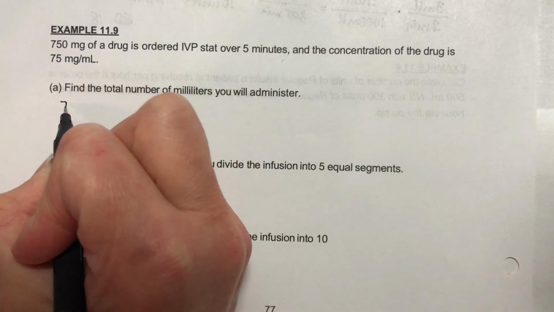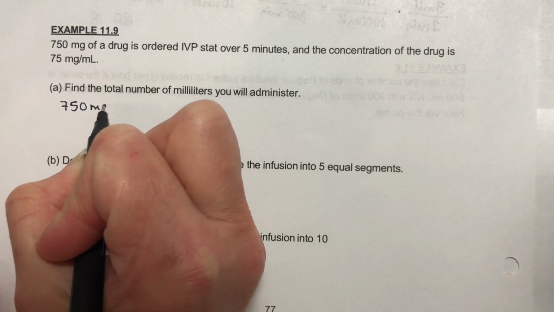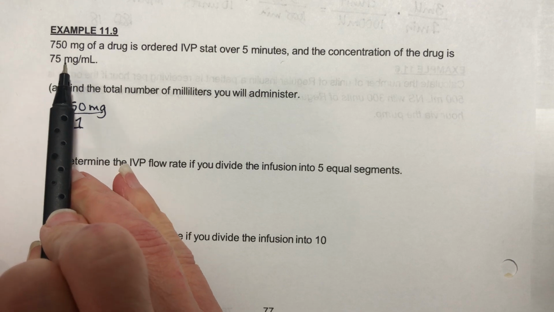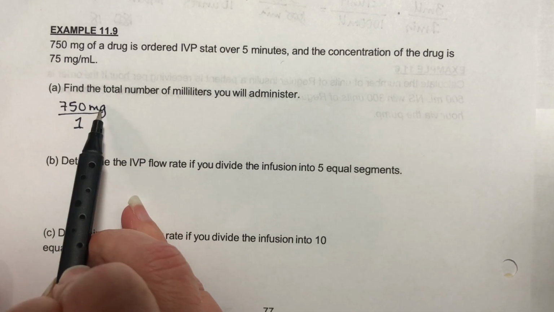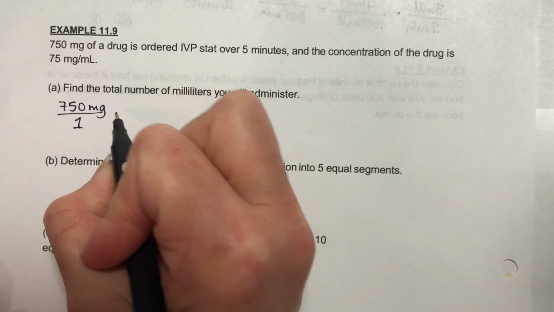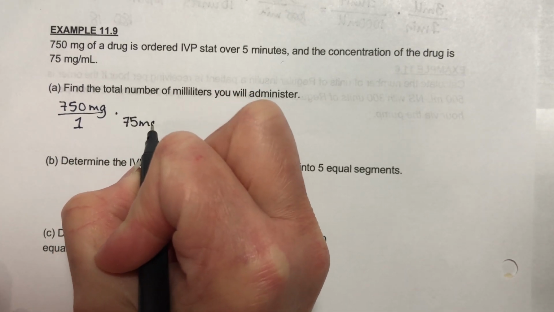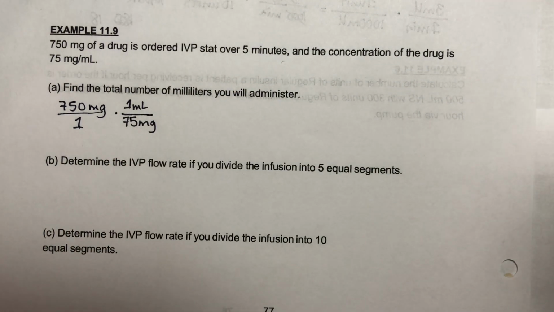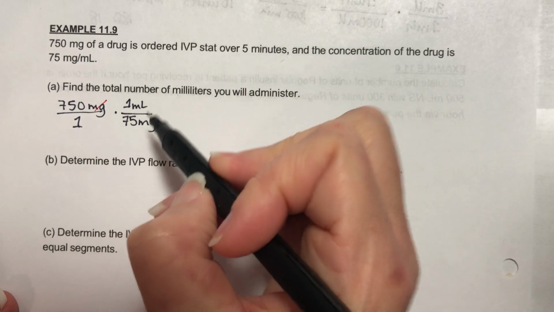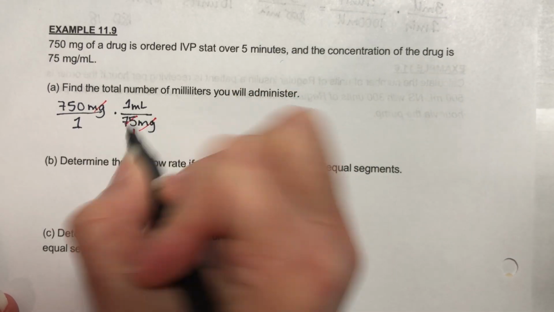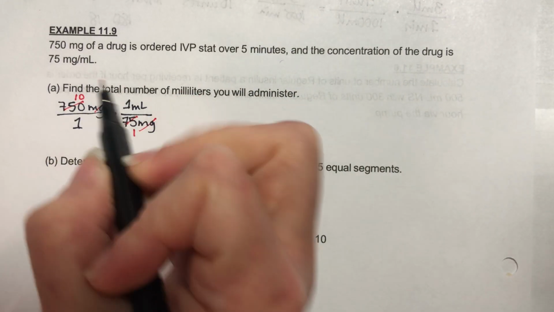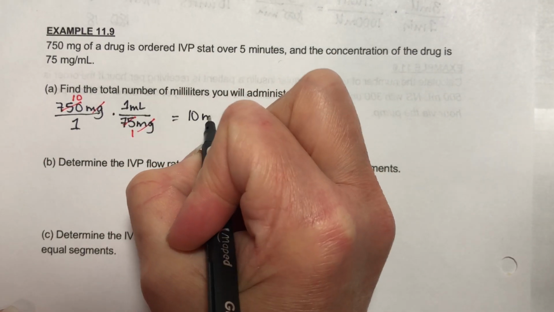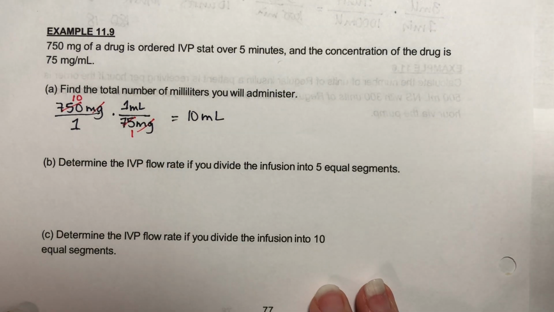Well, the order is 750 milligrams. I'm going to put this over 1. The drug concentration is 75 milligrams per milliliter. I'm going to try to get rid of milligrams, so I'm going to put the 75 in the bottom, and then I have 1 milliliter in the top. So milligrams cancel. If you divide this by 75, you get a 1. Divide this by 75 and you get 10. So we are going to give 10 milliliters of this drug.